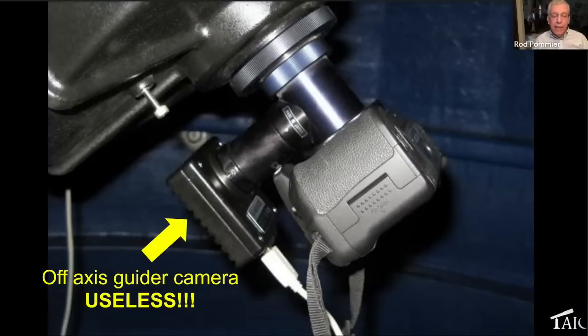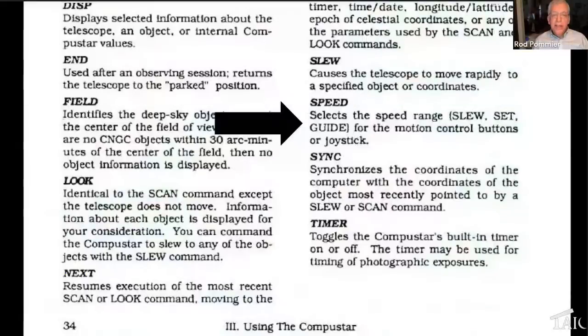But without the capability of auto-guiding, that was essentially going to be useless. So one day I was looking at the manual for the Compustar C14. When you talk about the speed button, it says you push that button and you select one of three speeds: either slew to move to targets rapidly, set to adjust the final position, and guide if you're going to manually guide with those four guide buttons that are arranged in a diamond shape.